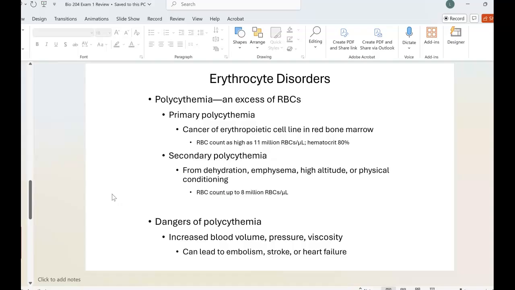We talked about some erythrocyte disorders. So we talked about polycythemia. Poly means many, cyto means cell. So this means we have many cells, specifically red blood cells. Now, primary polycythemia would happen if something is going on in the body and we're overproducing our erythrocytes in the red bone marrow. Most of the time we see secondary polycythemia. This is going to increase red blood cells. So this could happen from dehydration.